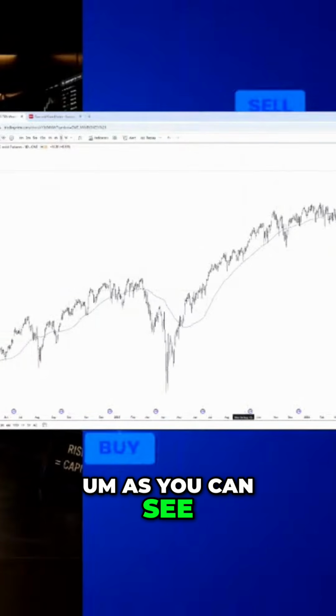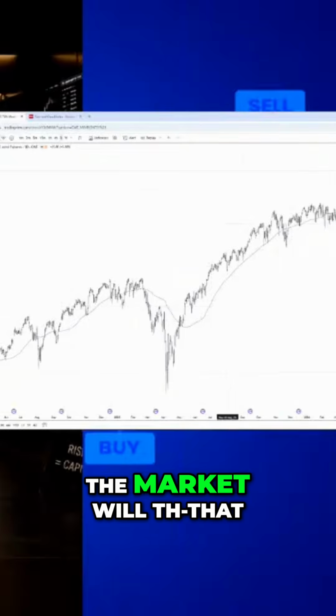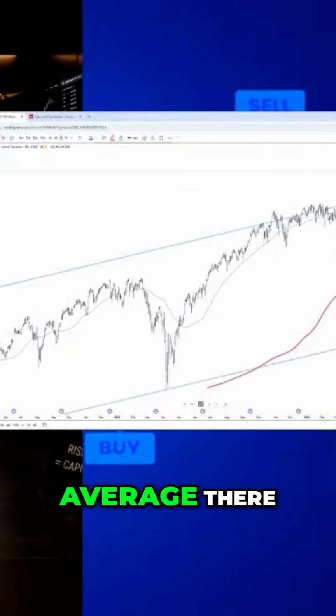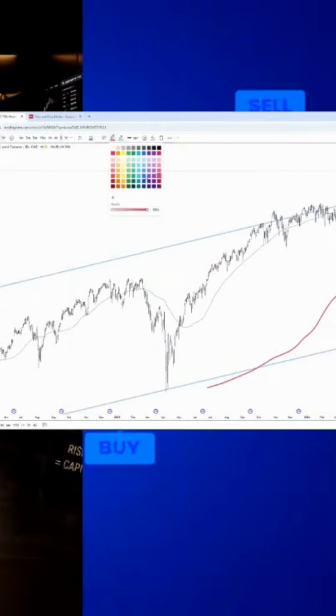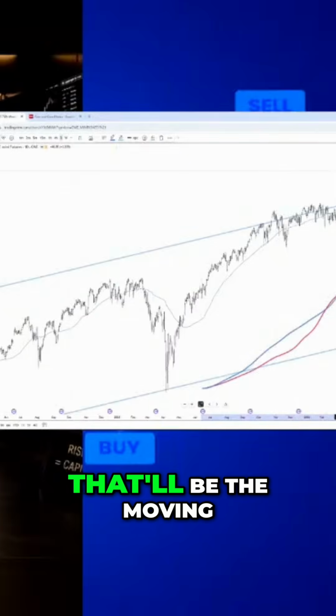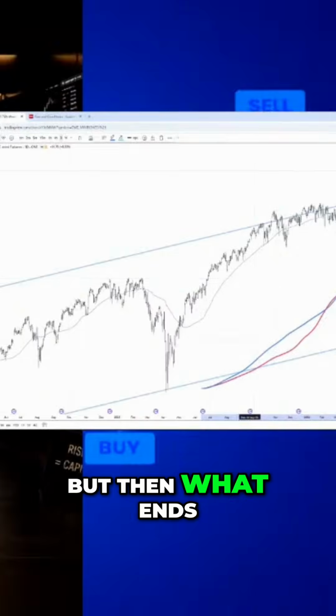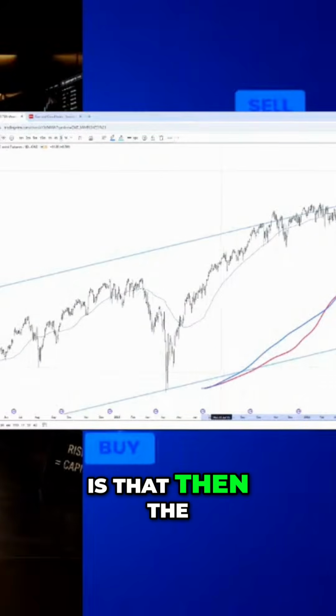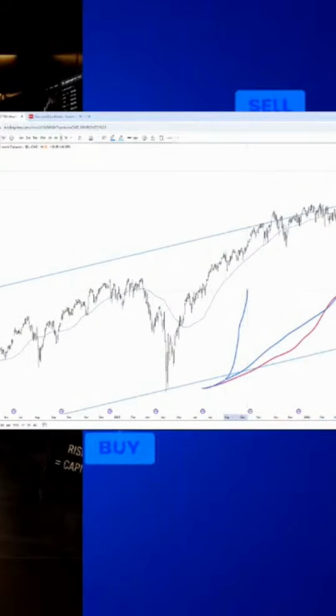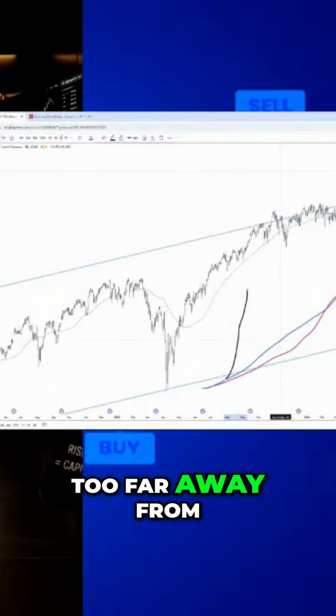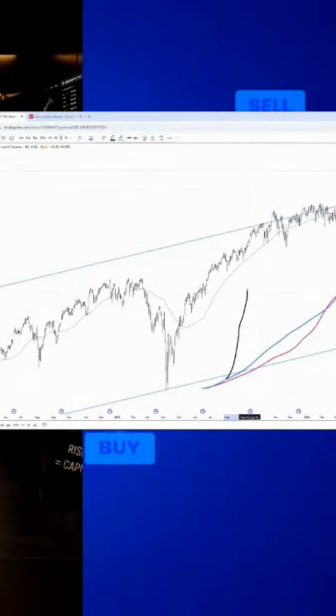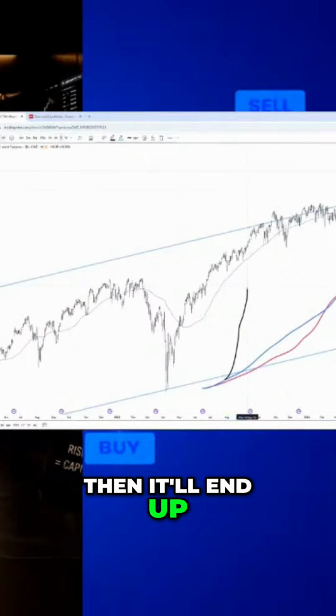as you can see, even in a very big bull market, that'll be the moving average there, right? That'll be the moving average through there. But then what ends up happening, right, is that then the market will do something like that, right? And then it'll get too far away from the moving average, and guess what will happen? Then it'll end up coming back to it.